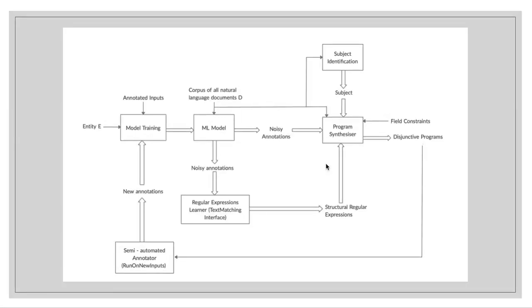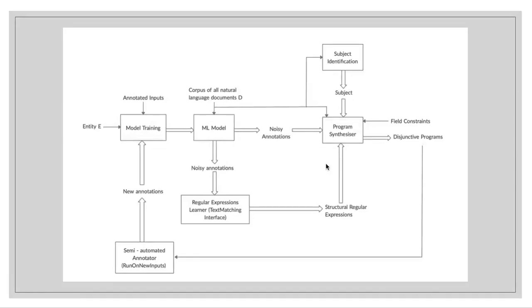Initially, the input to the system is the entity we are looking for, as well as a small set of human annotated inputs. This is sent to an ML model along with the corpus of all the documents that we have, and the ML model generates a set of outputs, which are entities extracted on some of these documents using the examples of the annotated inputs. And these outputs are usually noisy in nature. They're not always correct. So these are sent to the program synthesizer module, which tries to learn a program for these particular outputs generated by the ML model.